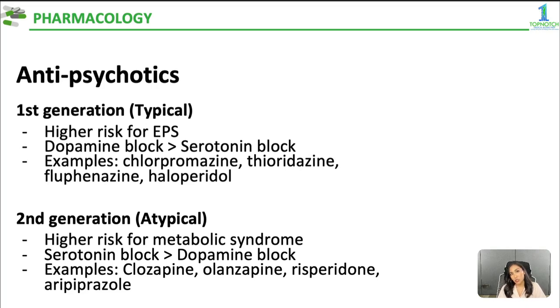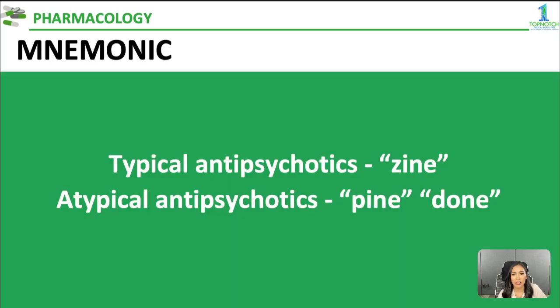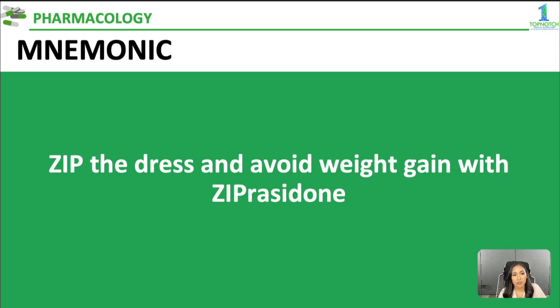Whereas the second generation, considered atypical, they have a higher risk for metabolic syndrome. And that's because the serotonin block is way higher than the dopamine block. Examples include clozapine, olanzapine, risperidone, and aripiprazole. So how do you remember? Typical antipsychotics are the ones ending in zine, chlorpromazine, thioridazine. The atypical ones end in pine, olanzapine, clozapine, and done, risperidone. Okay? Zip the dress and avoid weight gain with ziprasidone. Okay?